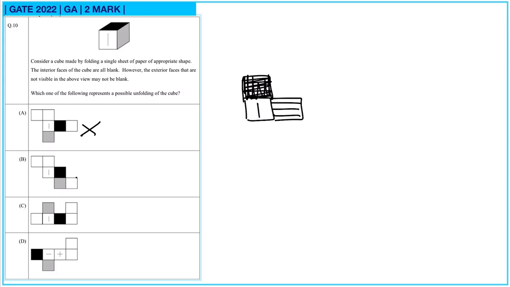So this is not correct. This one is also not correct. This one is not correct. And again this gray region should have been on the right hand side. So this one is also not correct. So this question had all the options wrong and marks were given to all. So it was a marks to all question. Now these are all the questions from the GATE 2022 paper.